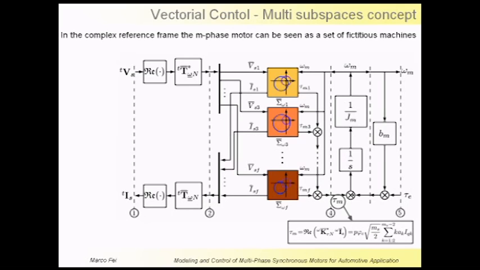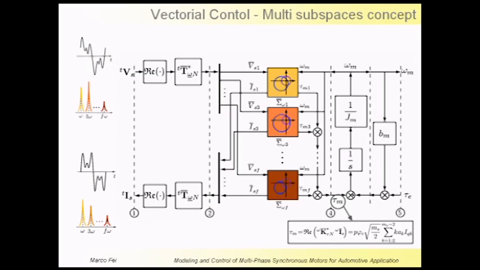So, in order to increase the quadrature component of the transformed current vector, it is necessary to feed the motor by injecting higher-order stator harmonics. In the classical three-phase motor, only one harmonic is used to feed the motor. In a multi-phase synchronous motor, more harmonics are injected, and each harmonic is related to a specific fictitious machine.